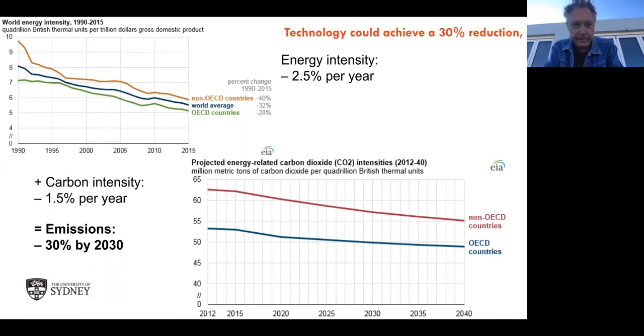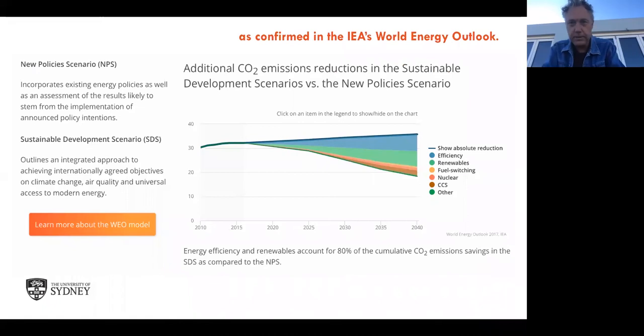This would get us about a 30% emissions drop by about 2030, and that is actually also, I think it's in the next slide, what the International Energy Agency predicts in their World Energy Outlook. Under the new policy scenario, about a 30% drop if we increase our efforts on getting more technology. You see, I'd like to highlight one of these bands in this graph, and it's CCS.